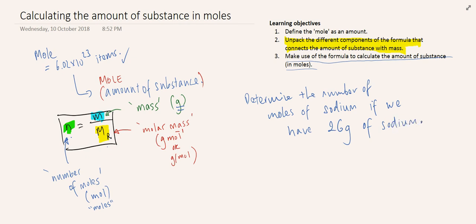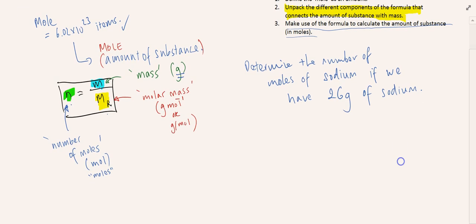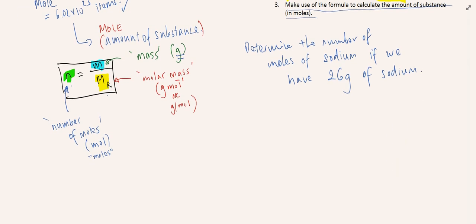And this is a question that is worth doing. Okay, so let's see what we've got. We know that we're working out the number of moles for a substance, and the substance is sodium. And we know that we have 26 grams of sodium, so let's highlight that.